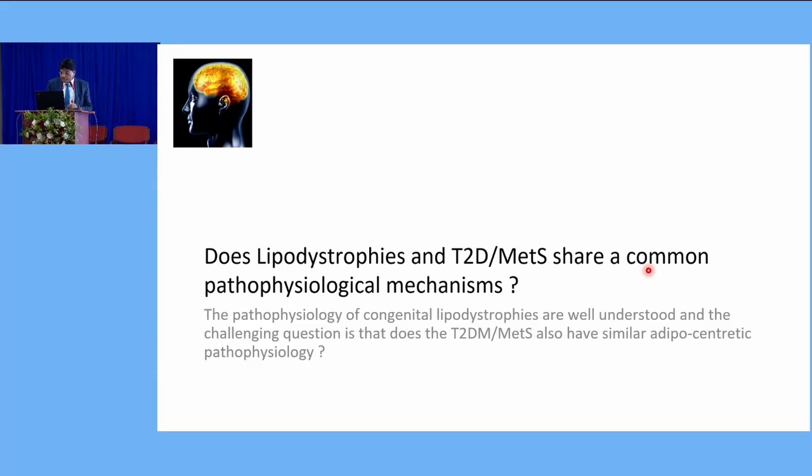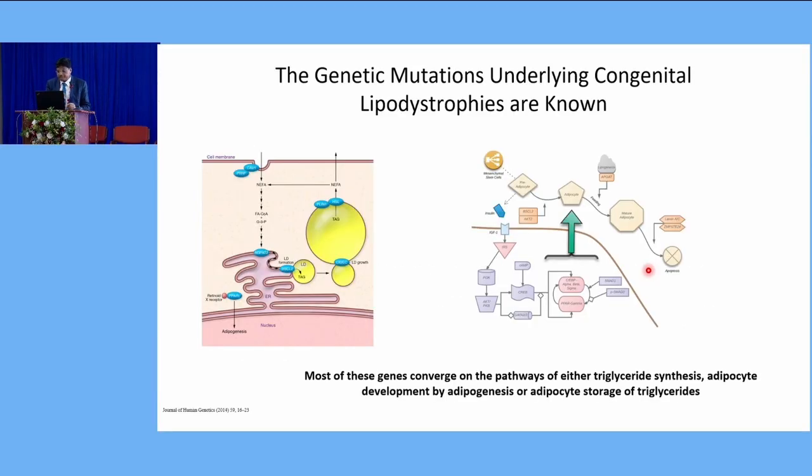So the pathophysiology of congenital lipodystrophy is well understood, and the challenging question is, can T2DM also have similar adipocentric pathophysiology? Because for T2DM in our country, we always talk of diabetes as a disease of beta cell function. Actually, I will do some work in that area, beta cell story and adipose tissue. That will be something I will be doing in future. But I can say this is a very important pathophysiological mechanism in our phenotype. So does it share a common thread?